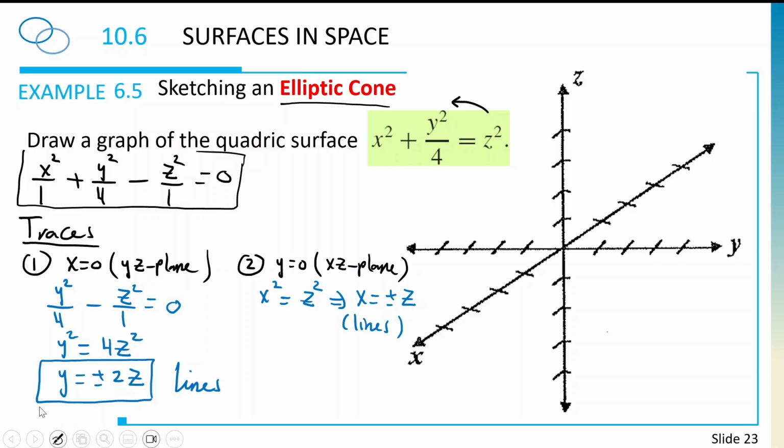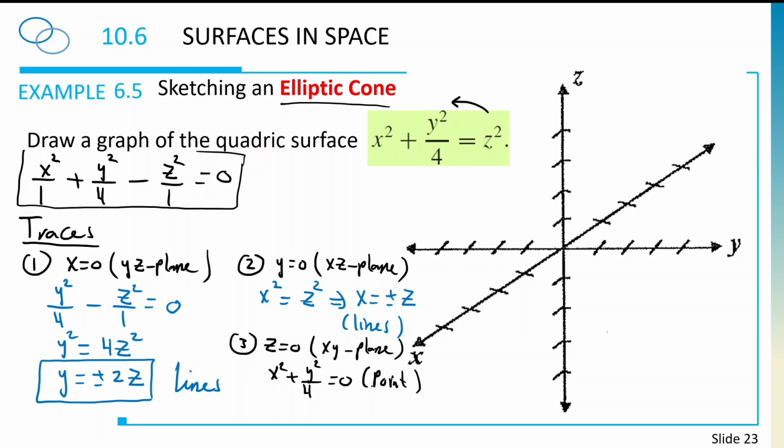Now let's try the last trace. The last one we took xy, now z. Z equals 0, so this is the intercept with the xy plane. Z equals 0, so this is x squared plus y squared over 4 equals 0. And this is again a point. Remember, as I said before, anytime you have a 0, which is a point, you need to change it with a scalar. So I need to change now.